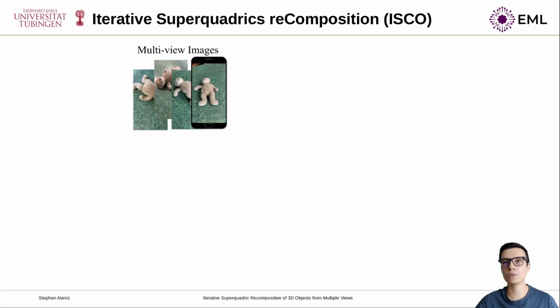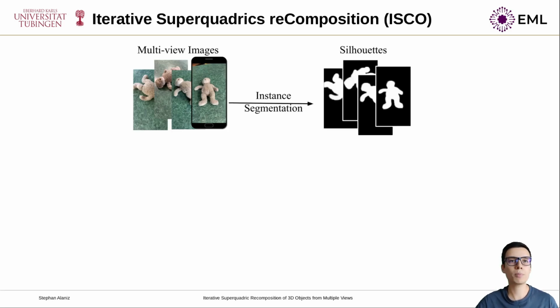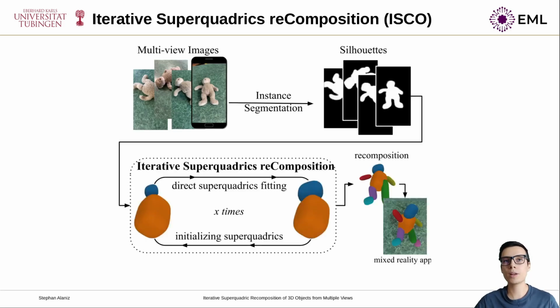Suppose we have some views of an object. We first apply an off-the-shelf segmentation model to obtain object silhouettes. Next, we apply our iterative superquadric recomposition method, ISCO, to build the object step by step. In the end, we obtain an object representation by its parts that is easy to manipulate because of its explicit structure.